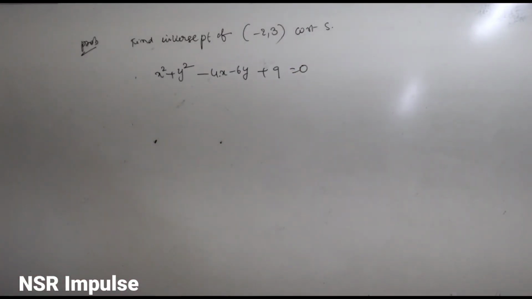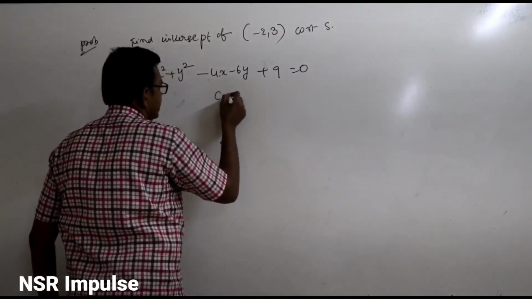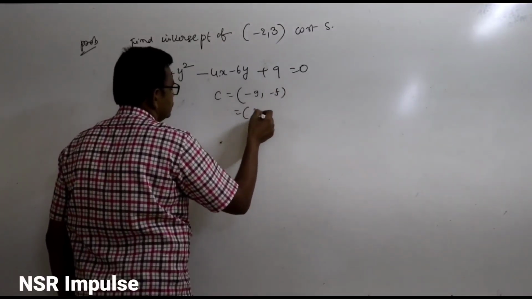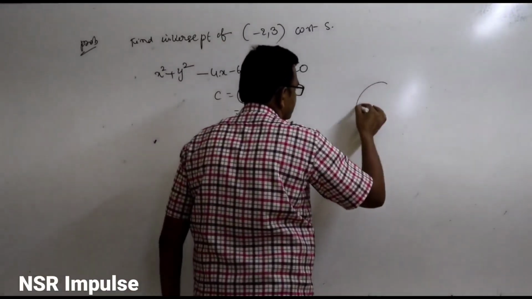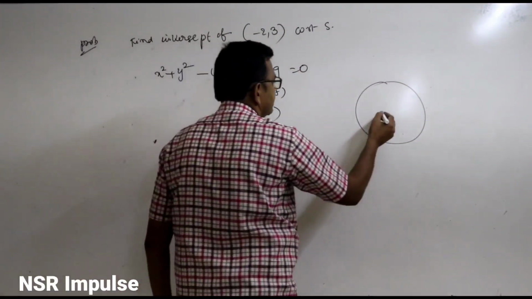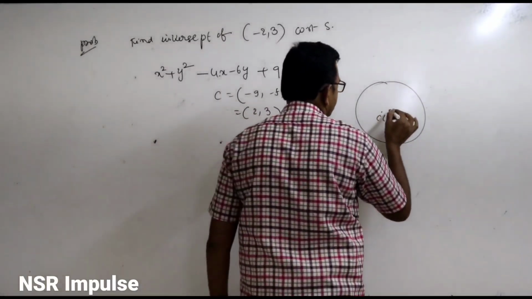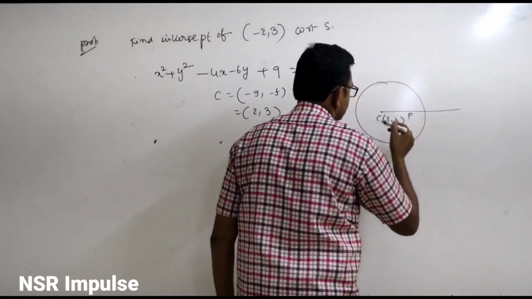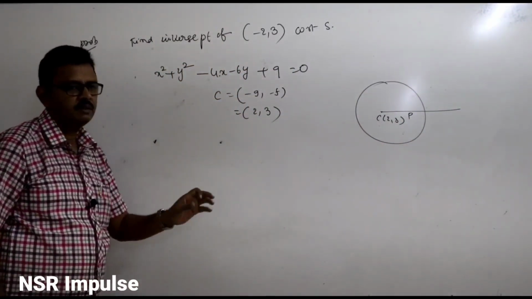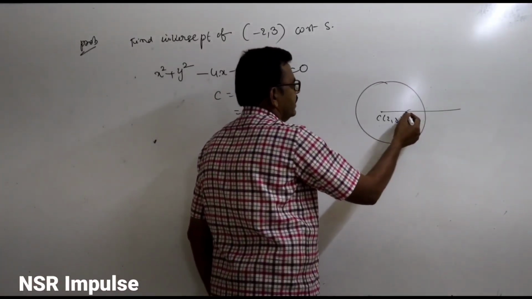Inverse point. Center of circle is minus g comma minus f, that is 2 comma 3. Suppose the point is here, but I am not sure whether the point lies inside or outside. Just I am assuming the point is here. So the point means what?